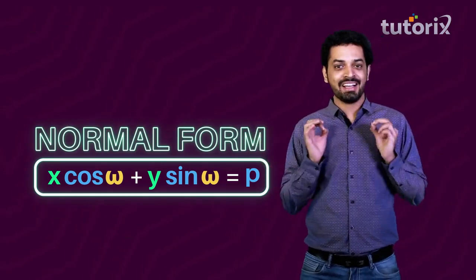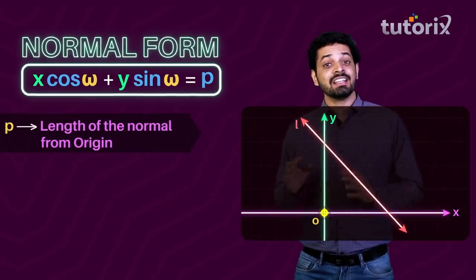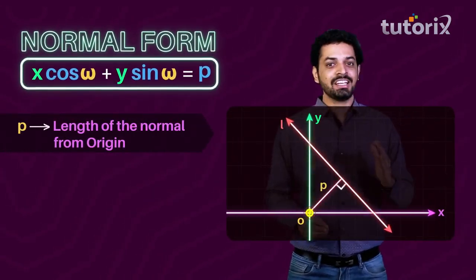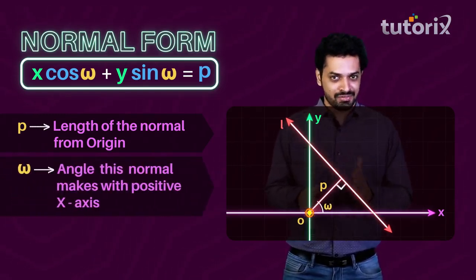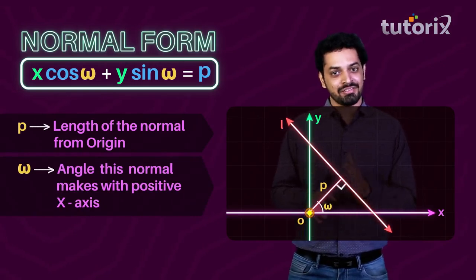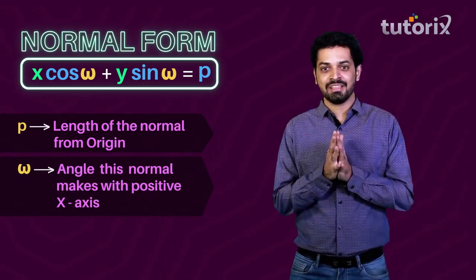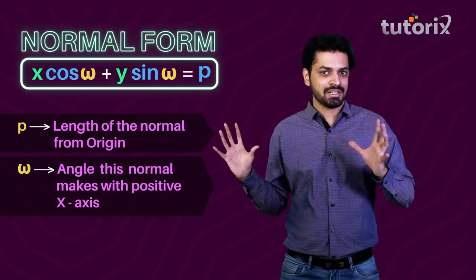Just remember what P and omega are. P is the length of the normal from the origin to the line, and omega is the angle which that normal makes with the positive direction of the x-axis, right? So omega can vary from 0 to 360. Now you should know something about this particular form.